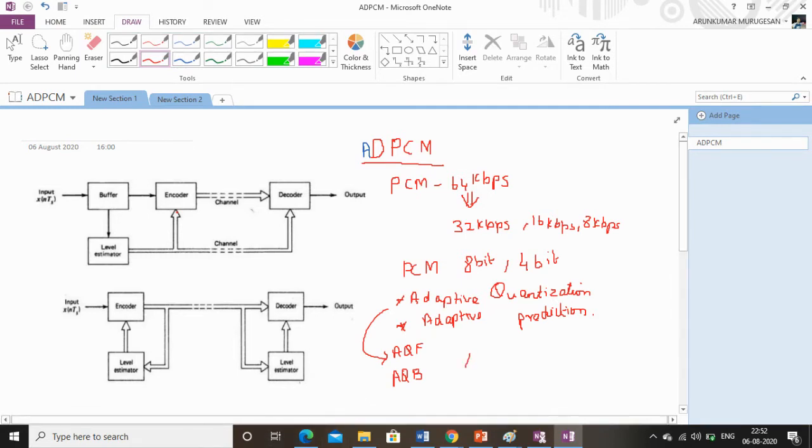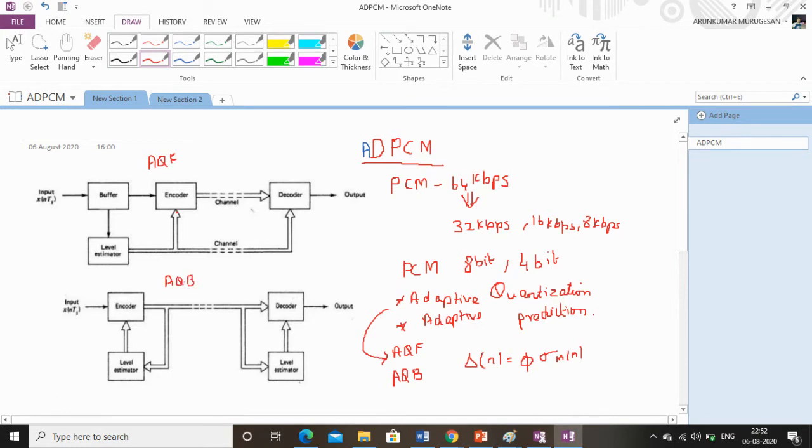Here the variation is represented by the step size delta n is equal to phi into sigma n. Here, sigma is nothing but the standard deviation of the message signal. This standard deviation is calculated by using adaptive quantization with forward path estimation or adaptive quantization with backward path estimation.